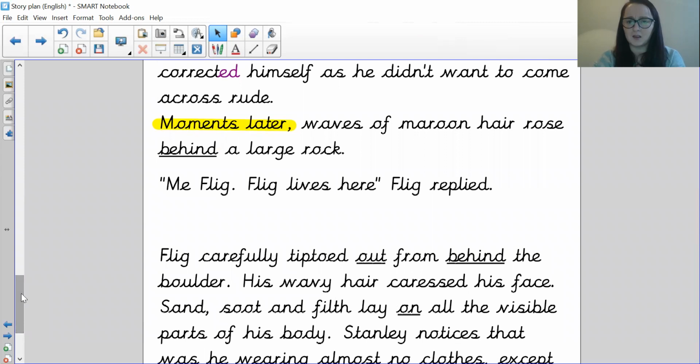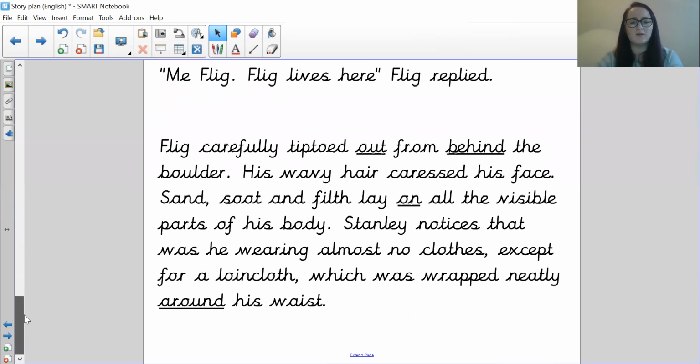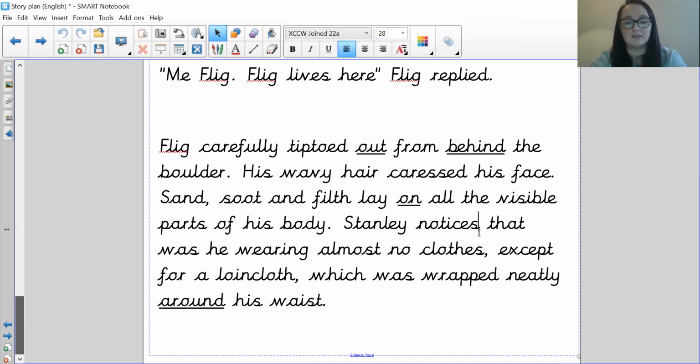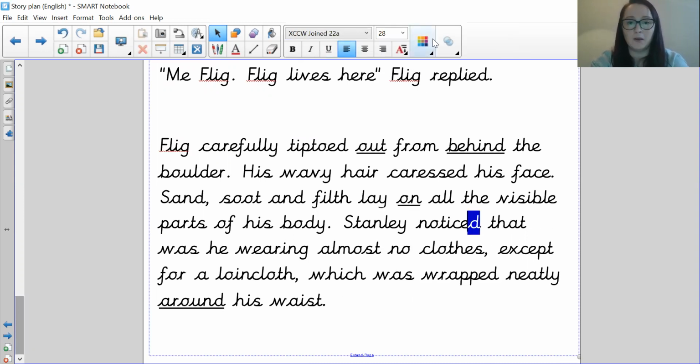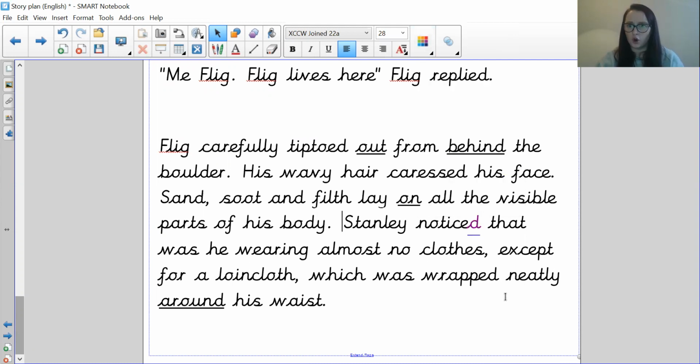"Me, Flig. Flig lives here," Flig replied. Flig carefully tiptoed out from behind the boulder. His wavy hair caressed his face, which means it hugged his face. Sand, soot and filth lay on all the visible parts of his body. Stanley notices. Should it be notices or noticed? I think it should be noticed. So let's change that. And purple pen, again, Year 3. Stanley noticed that he was wearing almost no clothes except for a loincloth that was wrapped neatly around his waist.